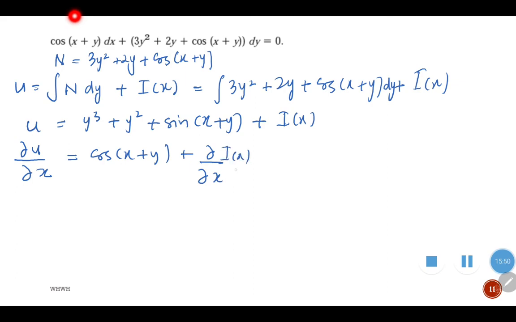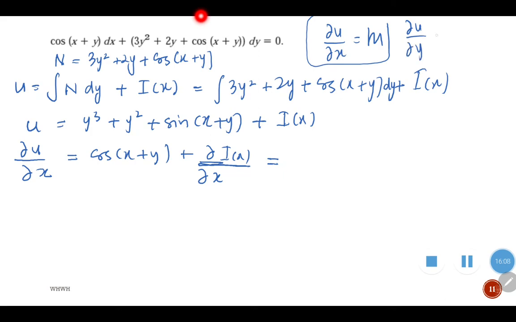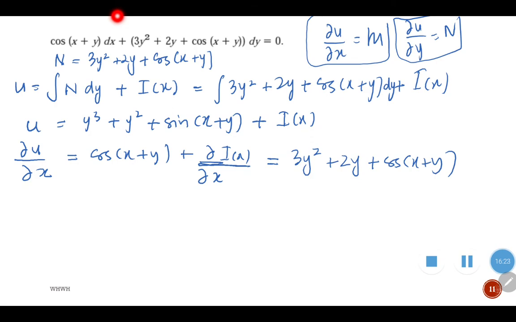Okay, so now kita punya ni adalah untuk cari apa value del I over del x kat sini. Remember, yang ni del u over del x is sama dengan m. Right, tadi kan kita ada del u over del y sama dengan n. So, our n is 3y square plus 2y plus cos x plus y. So, by comparing macam tadi, this time, okay.